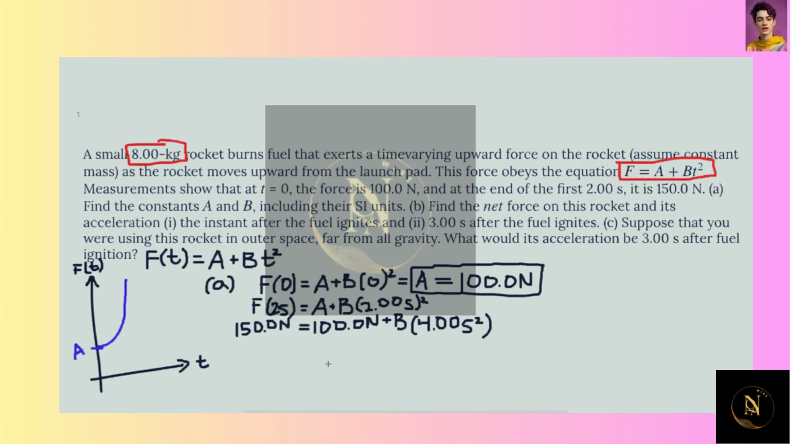All right, so we can now go ahead and do math to this. Subtract 100 newtons from both sides. Divide both sides by 4 seconds squared. At the end of the day, to 3 significant figures, we get a value of 12.5. And again, it's going to have wacky units: newtons per square second.